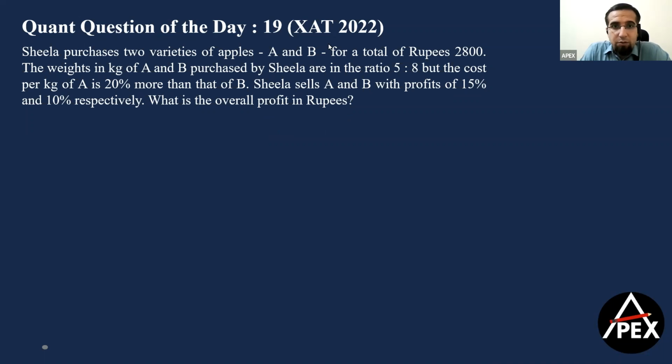Hi guys, let's look at this question. This question had appeared in ZAT 2022. Now this question says Sheila purchased two varieties of apple, A and B, for a total of 2,800 rupees.